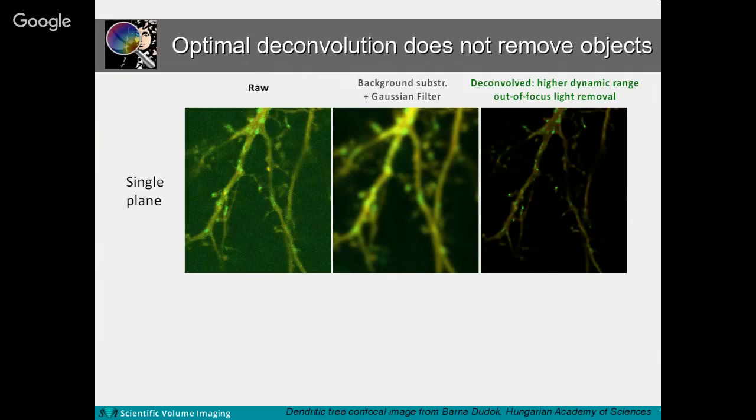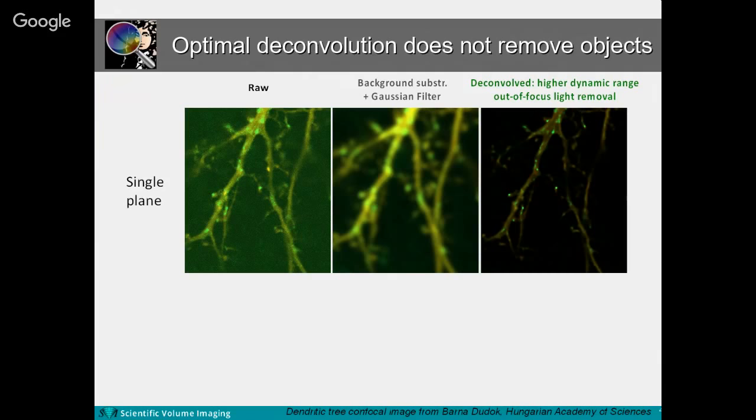I would like to finish with the remark that optimal deconvolution does not remove objects, like for example filtering can do. Here is an example of a dendritic tree that after background subtraction and filtering shows a smoothing of the objects. Deconvolution on the other hand, which is on the complete right side, gives a boost in signal, but it also may suggest a removal of the objects, as can be seen in this interrupted dendrite.